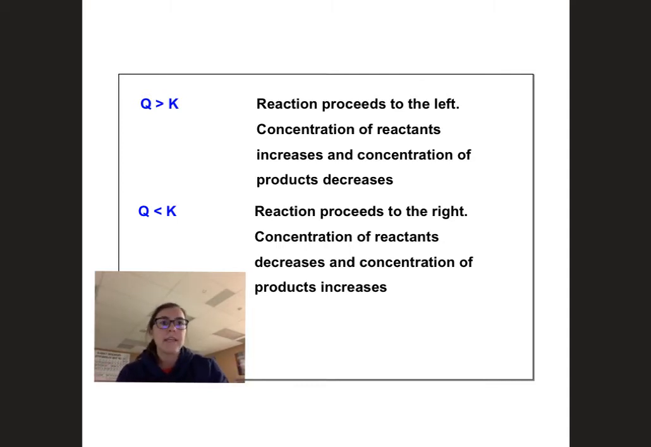If Q is less than K, like the problem we just saw, we're going to shift to the right. So the reactants is going to go down. The products is going to go up. So basically, the forward reaction is going to happen until we get back to our K. So essentially, we're always trying to get back to this special case of equilibrium, which is called K.